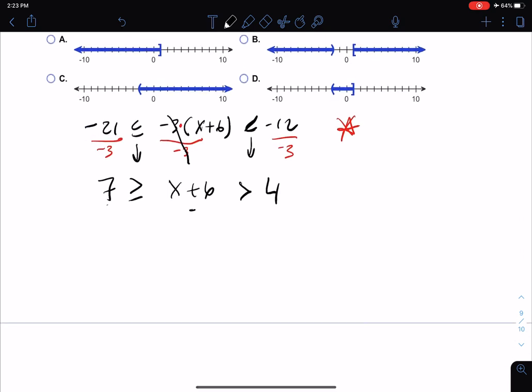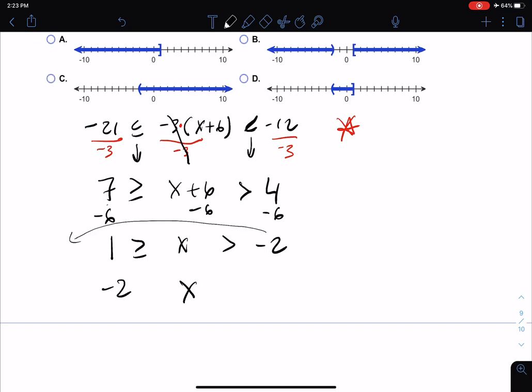The next step is going to be subtract 6, middle, left, and right. That gives me a 1 over here. That gives me an x, a greater than, and a negative 2. Now let's put this in the format that we really know it should be. That means let's put this negative 2 over here.